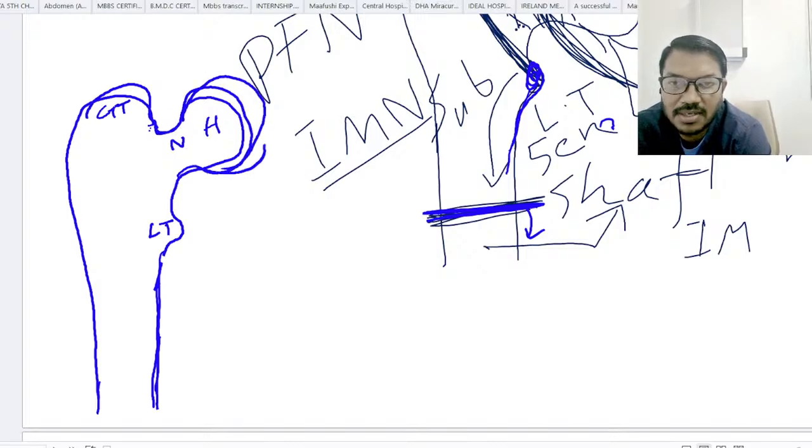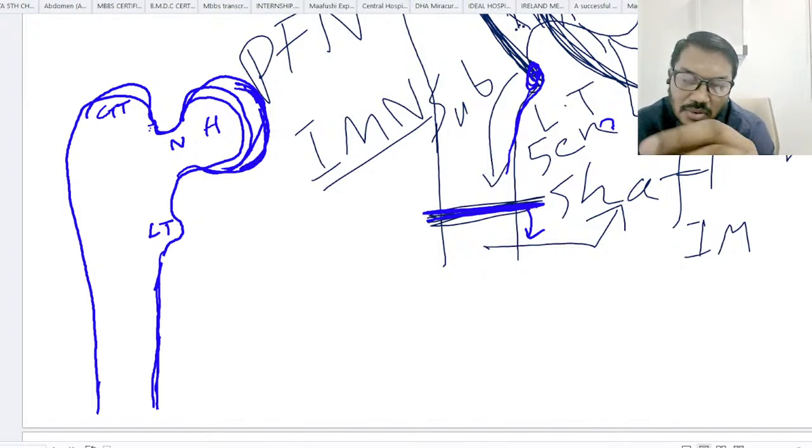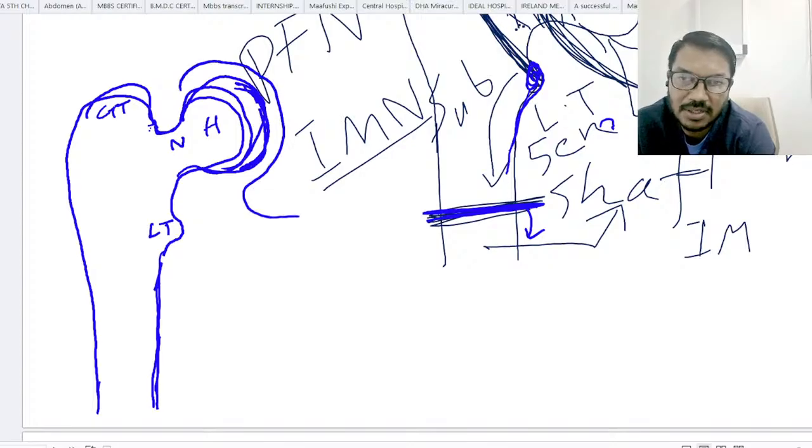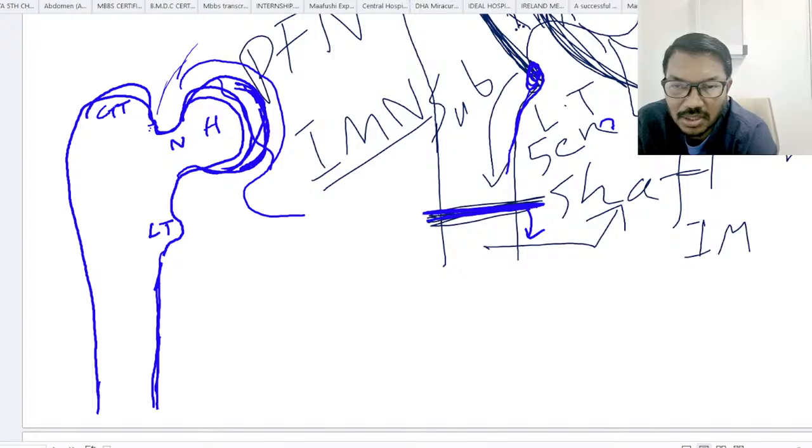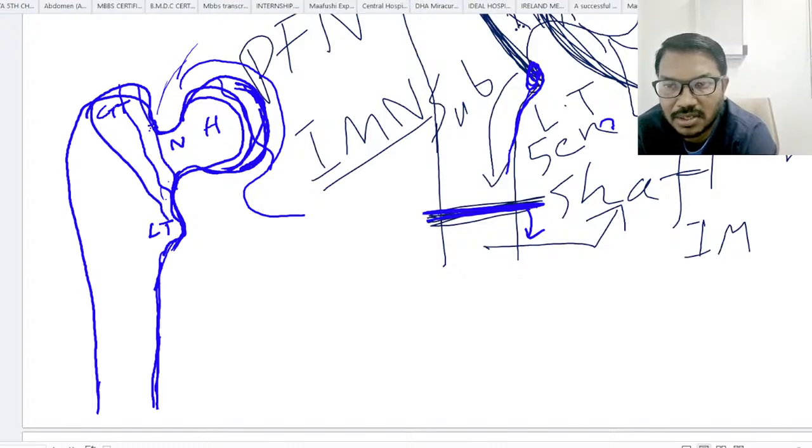First we divide it into intracapsular and extracapsular. Intracapsular is only within the capsule. This is the acetabulum of the hip. If it happens something like here, this is intracapsular, within the capsule. Now extracapsular has two types. One is pre-trochanteric, meaning before the lesser trochanter, maybe here, here, or here.